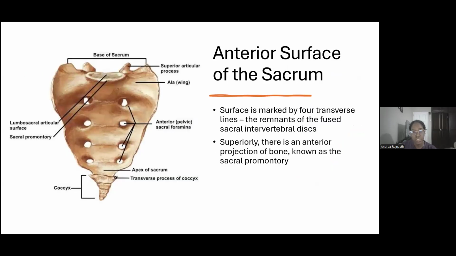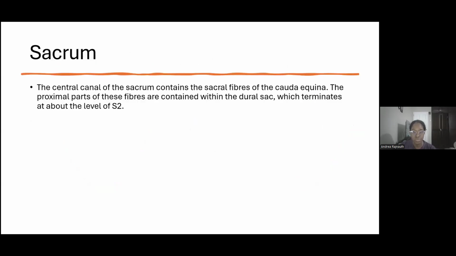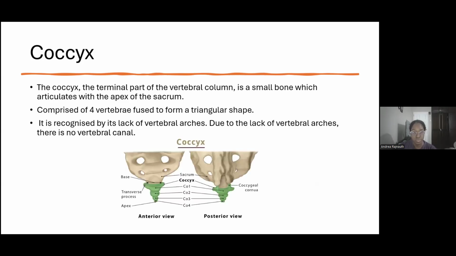So the anterior surface of the sacrum is smooth and is marked by 4 transverse lines, which are the remnants of the fused sacral intervertebral disc. Superiorly, there's an anterior projection of bone known as the sacral promontory. The central canal of the sacrum contains sacral fibers of the cauda equina. The proximal part of these fibers are contained within a dural sac, which terminates at the level of S2.